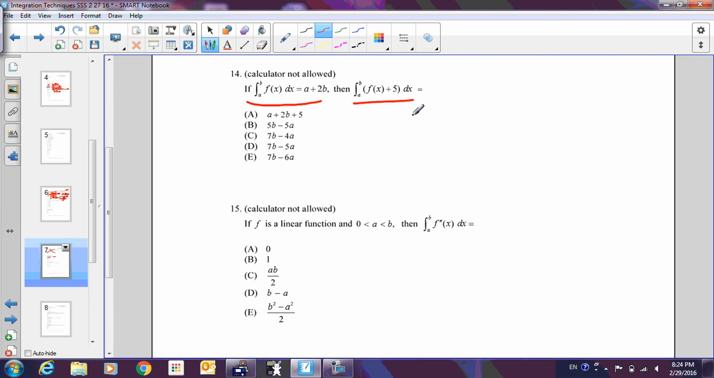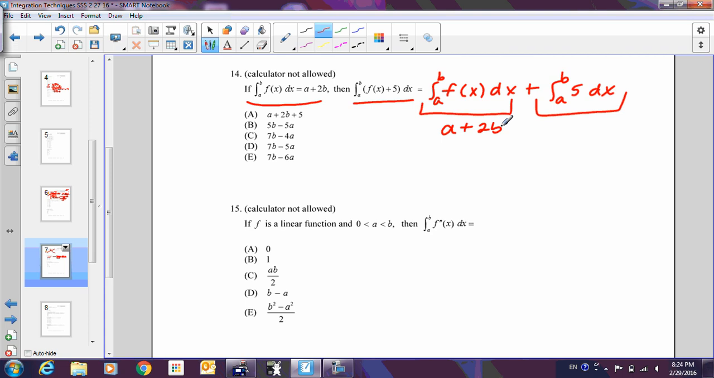Alright, so let's think about this. So let's split this up. Let's use what we know about integration. So I can integrate just f of x. Okay, and then I can integrate just 5. Do each piece separately. The reason this works is because they tell us what the first piece should equal. It should equal a plus 2b.